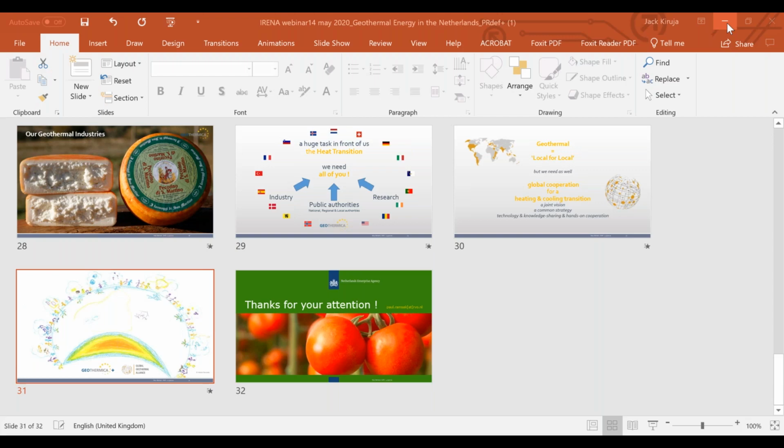Now we've come to the end of the webinar, and the next one, which will focus on how to address the technical challenges of integrating low temperature renewable energy sources, will take place in a few weeks, and we're going to share the details as soon as possible.